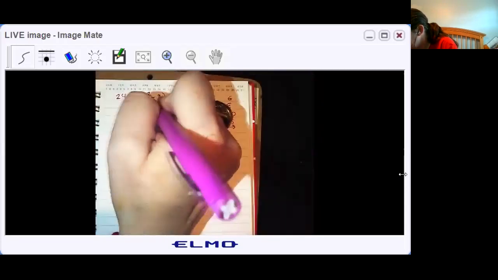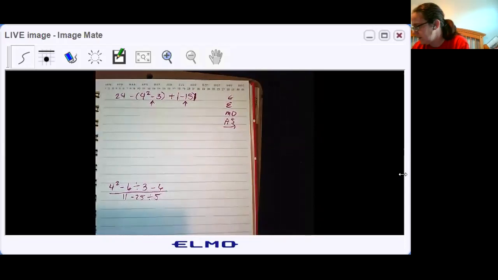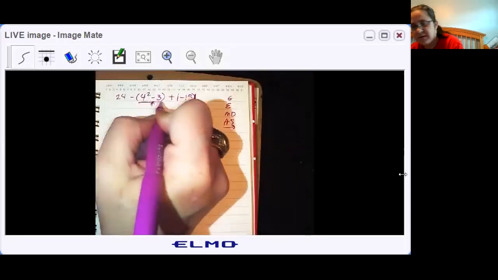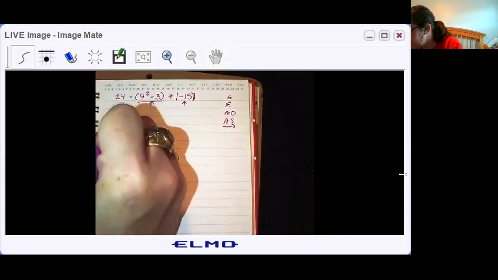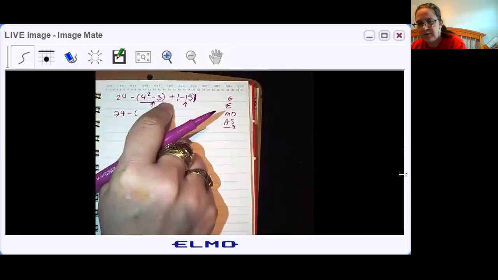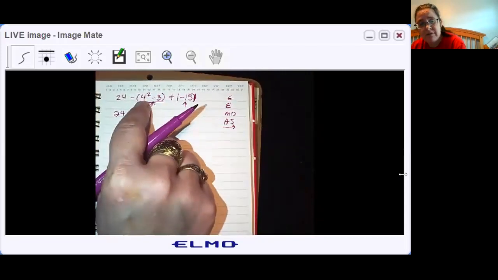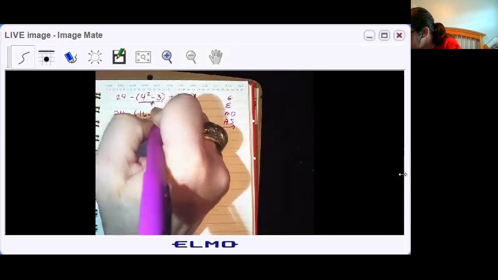Groupings. I have a grouping here, I have a grouping here. I always work left to right, so I'm going to work on this one first. Copy down everything I don't change. If I look at this grouping, it says 4 squared minus 3. Within this grouping, I have an exponent, and that should be done first. 4 squared is 16, minus 3 plus the absolute value of negative 15.